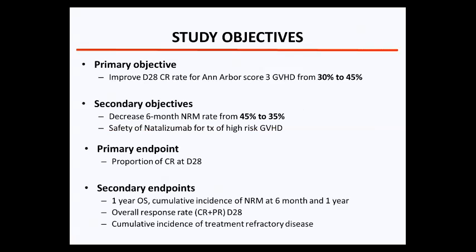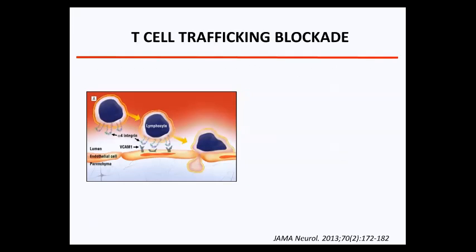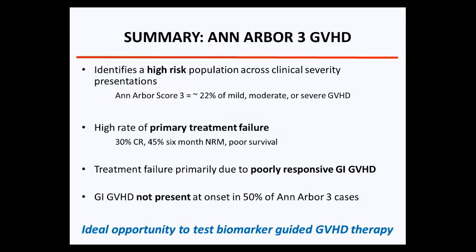I'm sorry, maybe you said this at the beginning. Is this a study for treatment or for prophylaxis? Treatment. If the mechanism that you're proposing for natalizumab is to prevent trafficking of the T cells into the gut, isn't it too late once they have the GVHD? Might be. But it's a type of progress because you're taking the patients who are going to be high risk, 50%, based on the Ann Arbor score, which might or might not have GI-GVHD. Yes, but they are high risk.